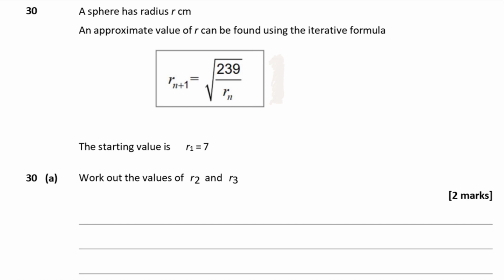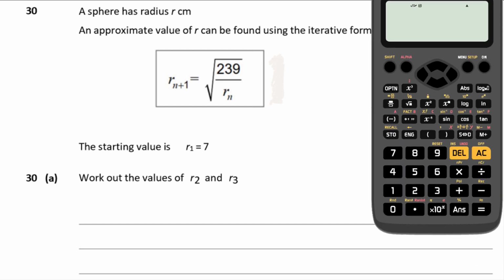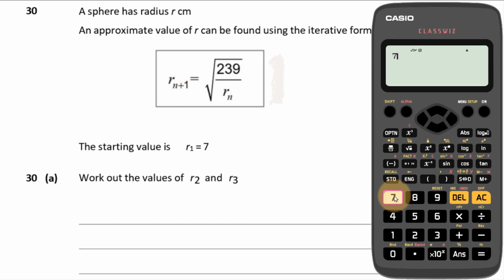Okay, so what I like to do with these is type the first value into the calculator and then press equals, so it's the last stored value. Then I'm going to get the next value by taking the square root of 239 divided by r_n, using the answer key. So basically the last calculated value comes back and goes into there.